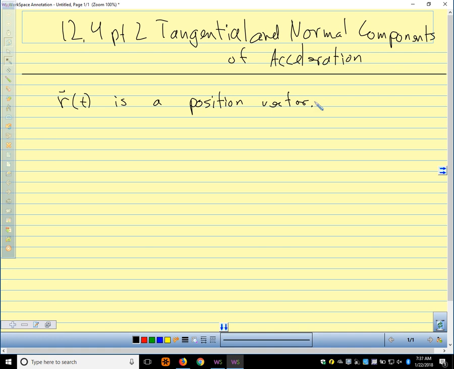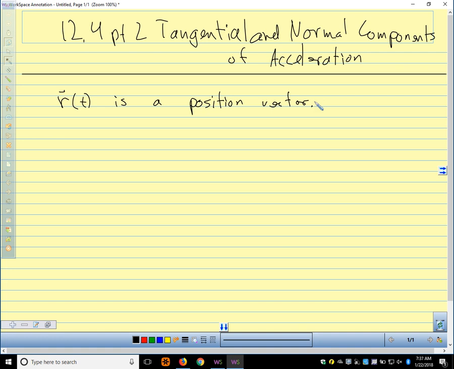What we're interested in today is breaking up the acceleration into a component that's tangent to the curve, and a component of the acceleration that is normal to the curve. So if we're thinking of r of t as a position vector, what's the tangential component of acceleration going to tell us? What is that going to do to our object? It's going to speed it up or slow it down in the direction of motion, tangent to the curve. And the normal component of acceleration is going to make it turn. So we're interested in those two things.